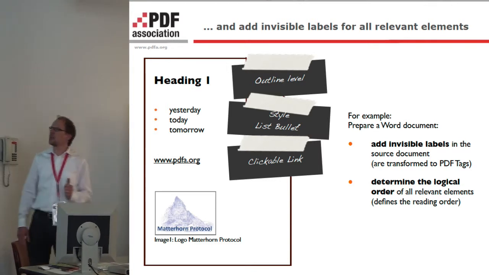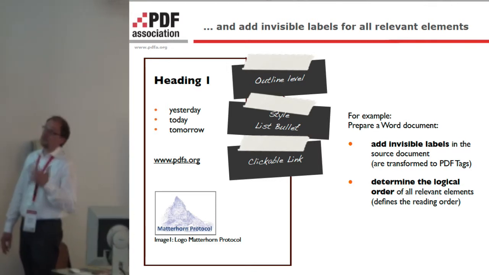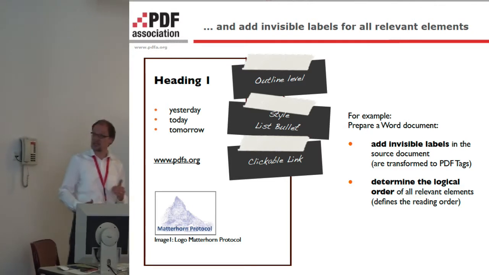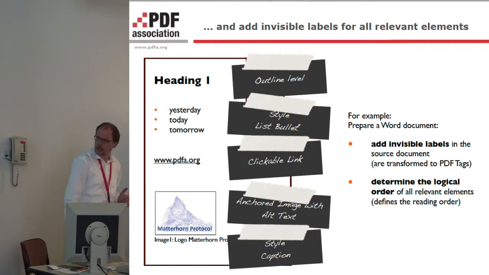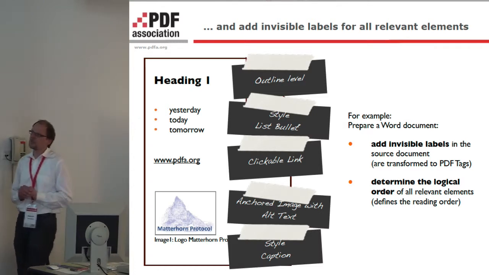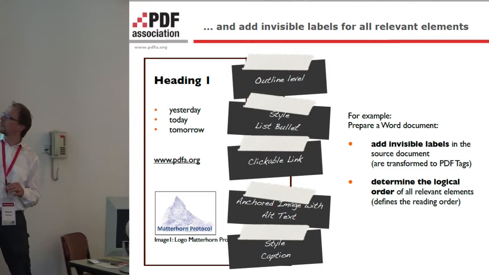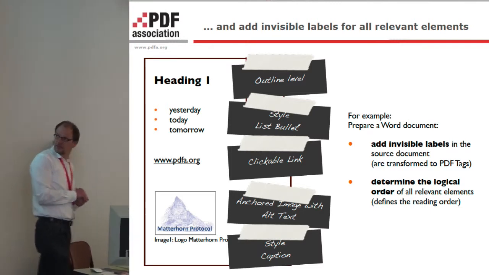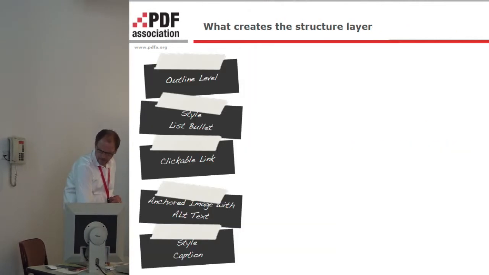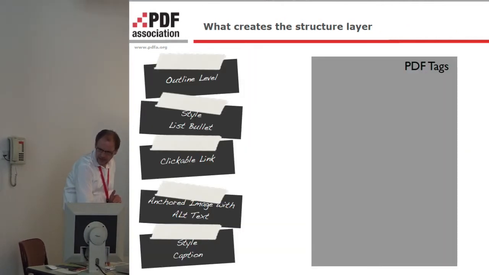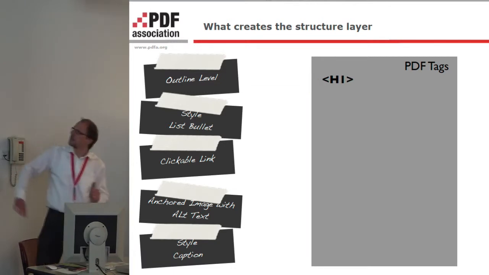In order to create an accessible link, it is sufficient to make the link clickable. And an image has to be anchored, and you have to deliver alt text, alternative text. And if you combine it with a caption, the caption should be written with a style caption. And all these invisible labels, they are created to the PDF text.